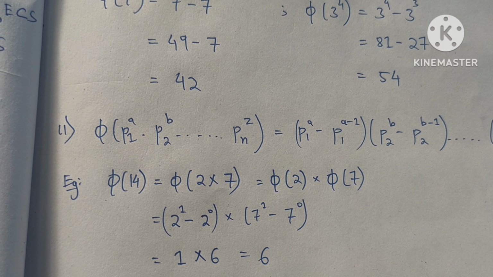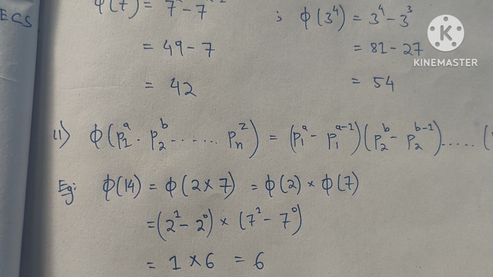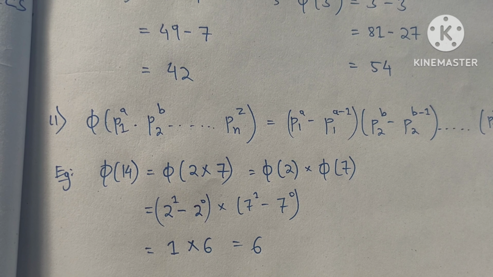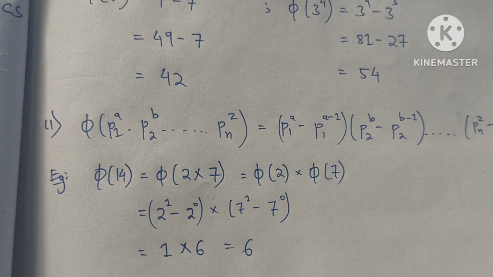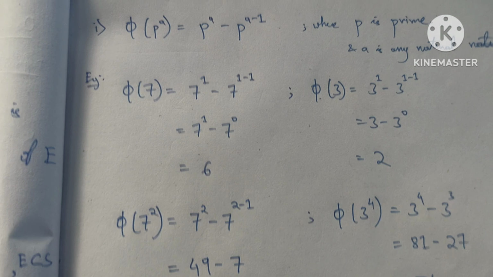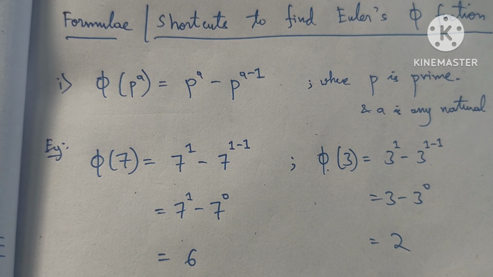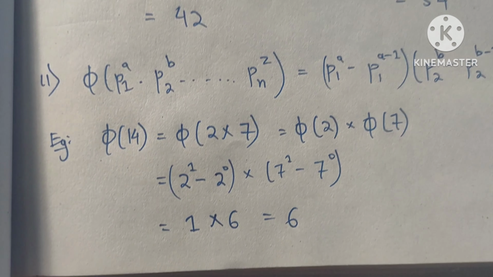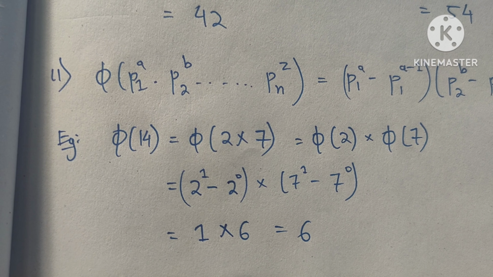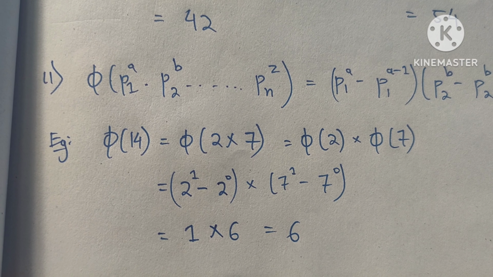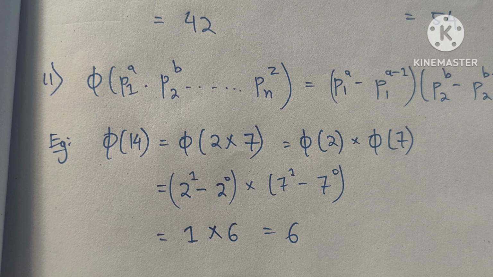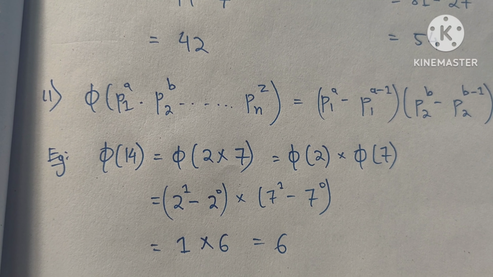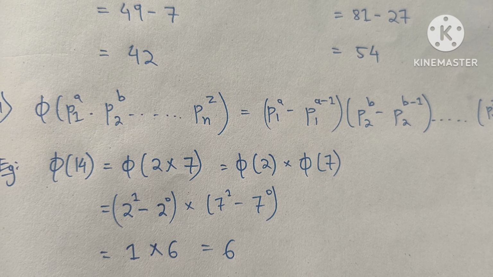So phi 14 is equal to phi of 2 into 7, which is equal to phi 2 into phi 7, and then when we find phi 2 and phi 7, we again switch back to the first formula. So what is the first formula? It is p to the power a minus p to the power a minus 1. So in case of phi 2, it will be 2 to the power 1 minus 2 to the power 0, into 7 to the power 1 minus 7 to the power 0, which equals 1 into 6, and the value of phi 14 is hence 6. Now the example I was talking about, phi 70, let us find that out.